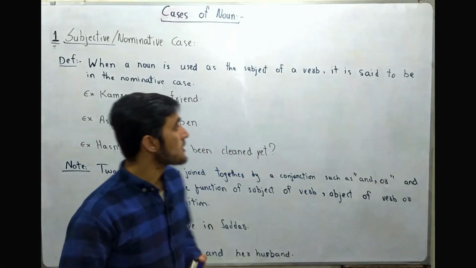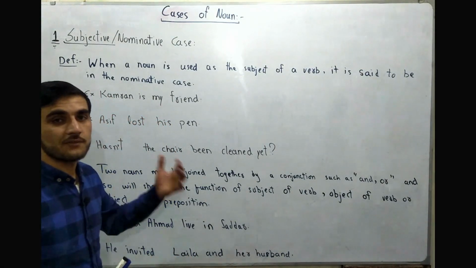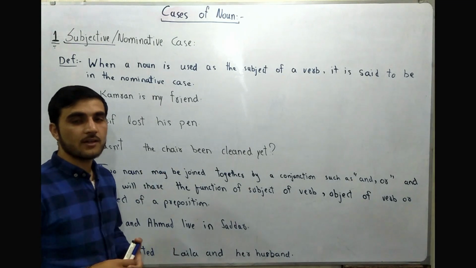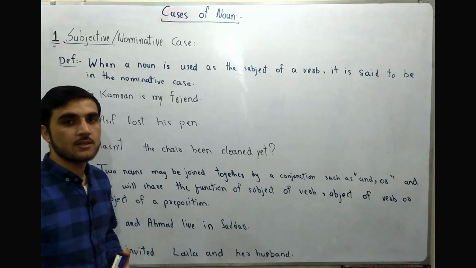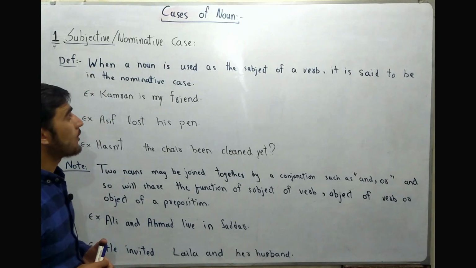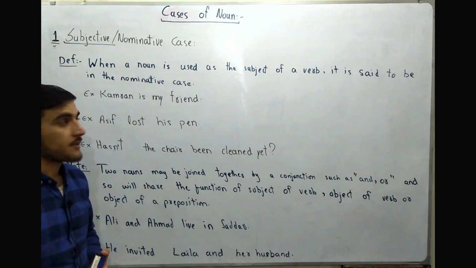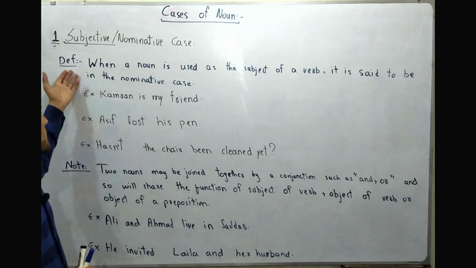First of all, cases of noun tells us that a noun can be used in different positions in a sentence. Simply you can say that cases of noun show where a noun is used in a sentence, right? So the first case which we have is the subjective or nominative case. Normally we call it nominative case or subjective case. What's the meaning of nominative or subjective case? So let's study the definition.